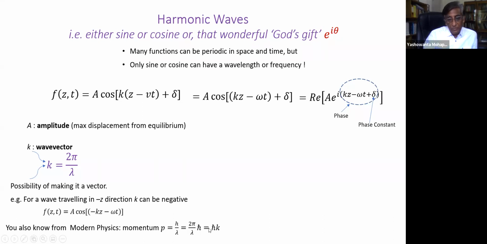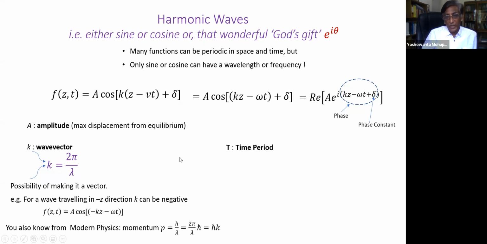So the momentum then becomes h cross k. And of course, momentum is a vector, right? Hence the possibility of using lambda, of course, is the main feature, but using k along with direction is a lot more convenient. Instead of writing simply 2 pi by lambda everywhere, we also include a direction into it, and that is why we use k in our wave descriptions.